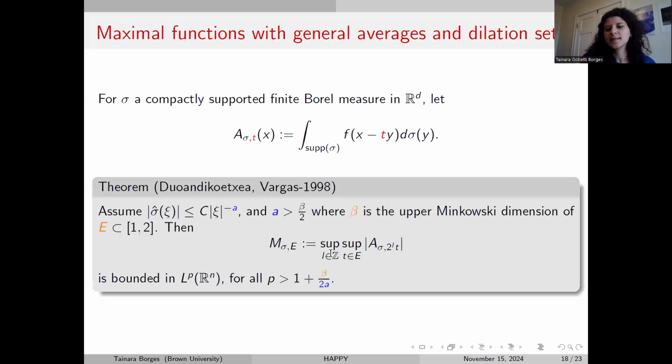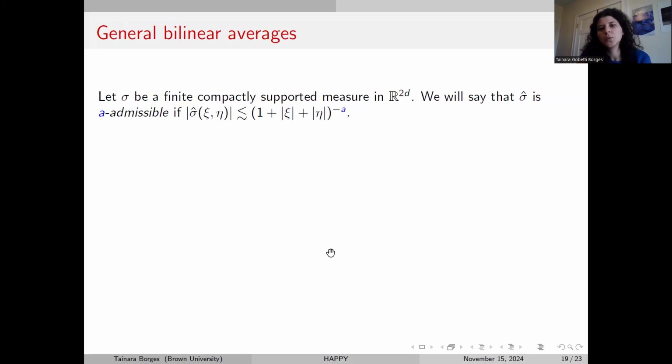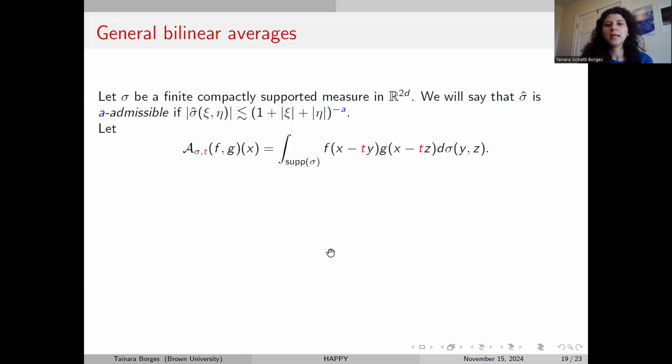We wanted to investigate something like that in the bilinear setting. The setup in the bilinear setting would be very similar. You still have a multiplier, but now it's a bilinear multiplier, and you're assuming that it decays with a certain negative power of the frequency. Then you take your bilinear spherical averages, just replacing the spherical measure on the sphere S^(2d-1) with a more general finite compactly supported measure now in R^(2d).